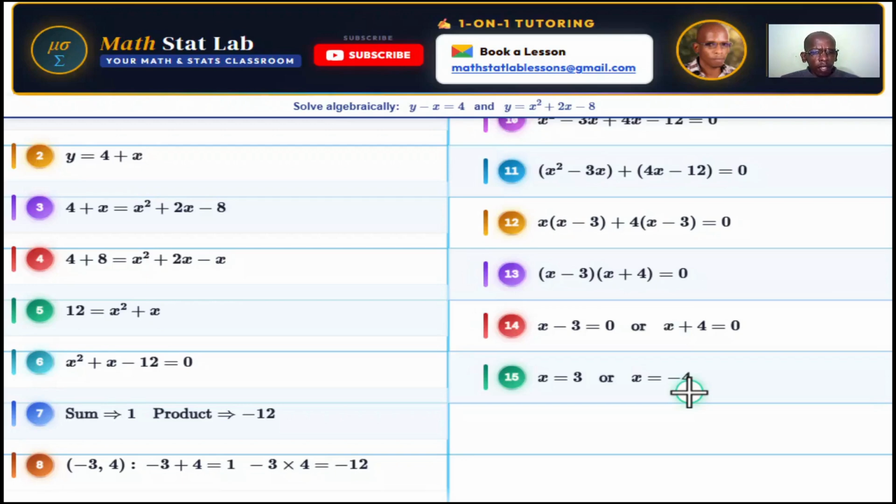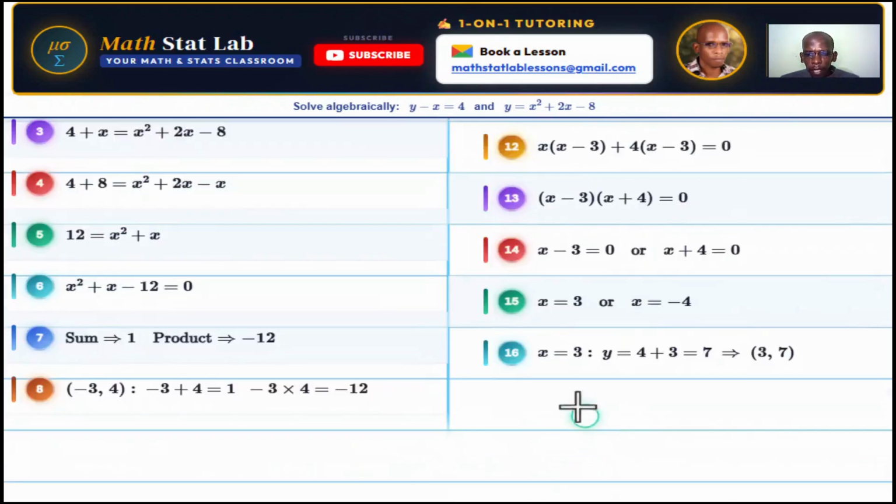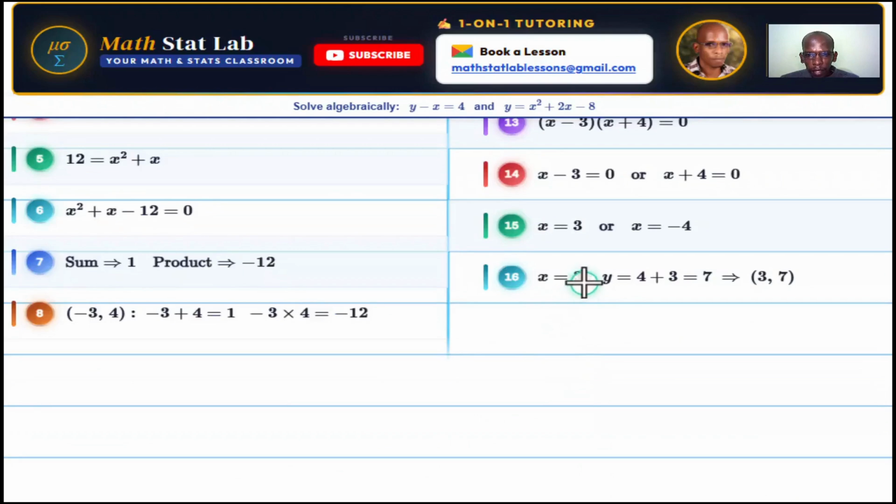But you also need the answers for y, because we don't have x alone. And we said y is equals to 4 plus x. So since we know y is equals to 4 plus x, we can now come here and say when x is 3, then y will be equal to 4 plus the value of x, which is 3. Now it will be 7. So the final values for x and y will be 3 and 7.